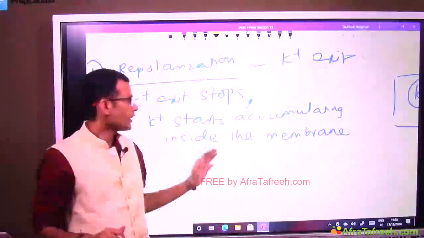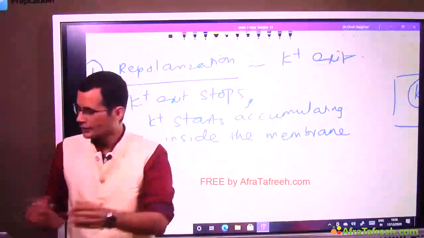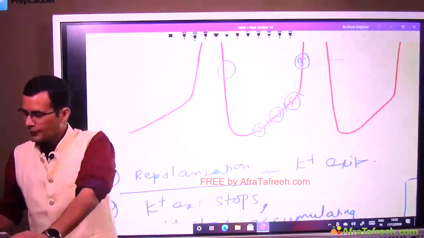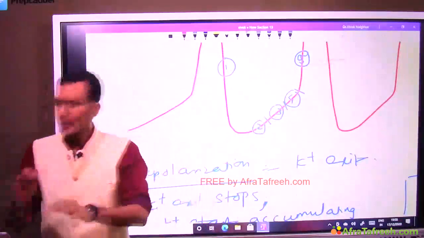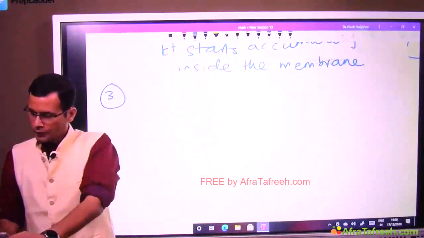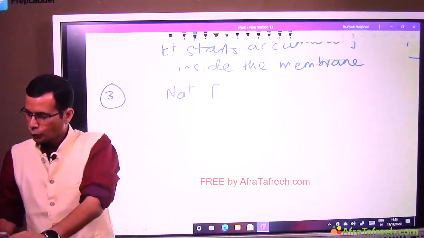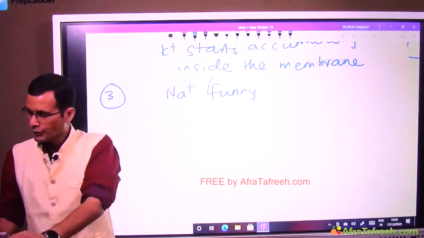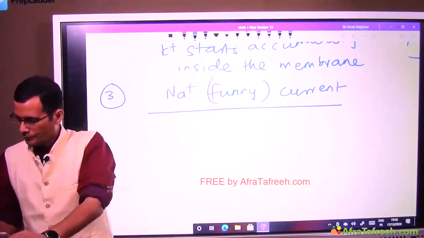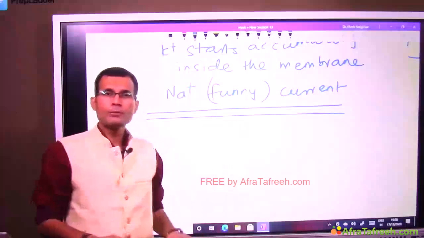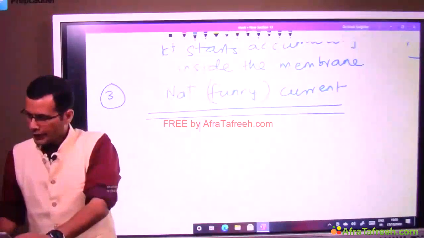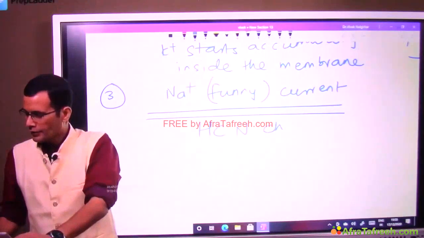Okay, so potassium starts accumulating and therefore the next depolarization has started. Then that depolarization will be sustained further by another cation, which is the sodium. So this is caused by sodium current, but we call it sodium funny current. Influx of sodium happens through HCN channels.